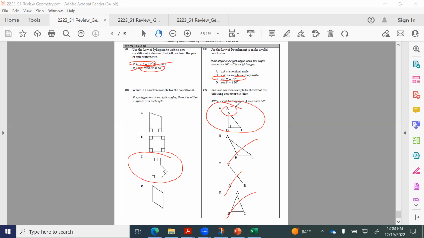And that is the entire review packet. If you want to turn it in today, you can. Or if you want to hold on to it, study and turn it in on exam day, that's fine as well.